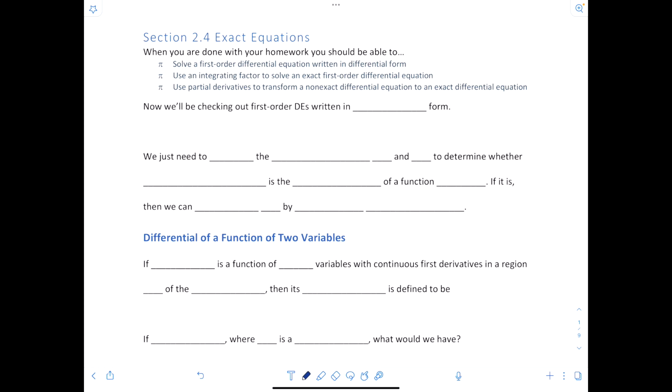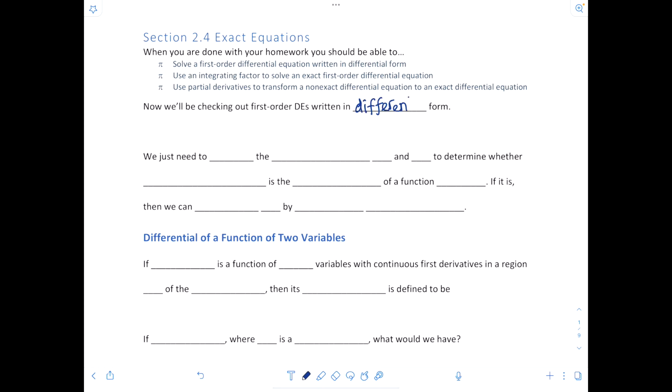Today our goals are to solve a first order differential equation written in differential form, to use an integrating factor to solve an exact first order differential equation, and to use partial derivatives to transform a non-exact differential to an exact one. All right, fasten your seatbelts. Now we'll be checking out first order differential equations written in differential form.